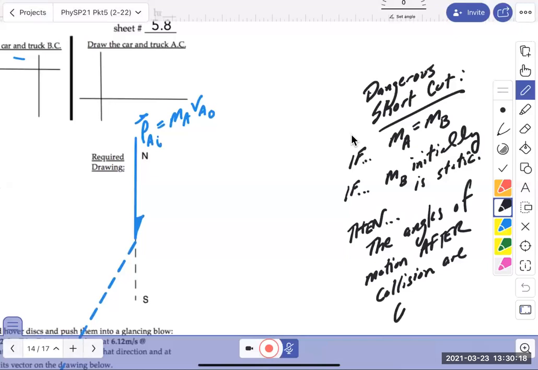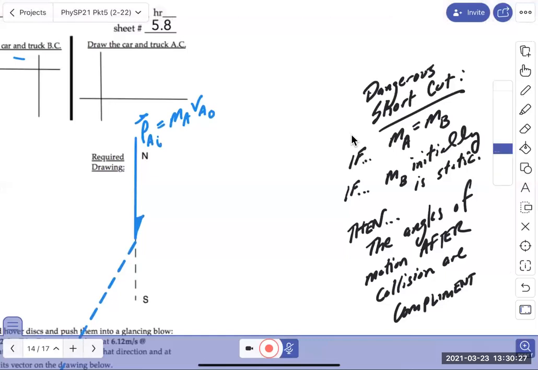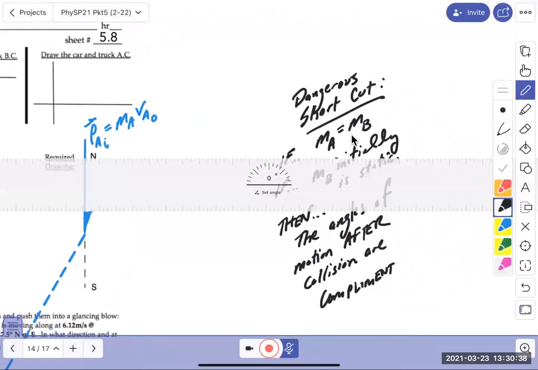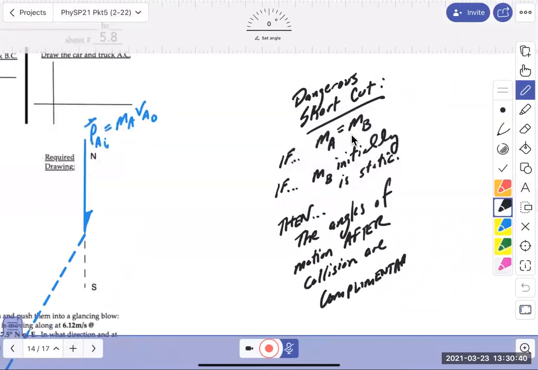What's that mean? Complementary? They add up to equal 90 degrees. There's your zoom point. So add up, in other words, angle A plus angle B equals 90 degrees. It's one of those ACT, SAT things.